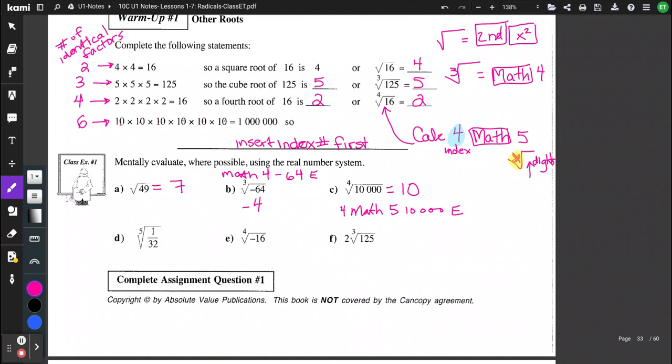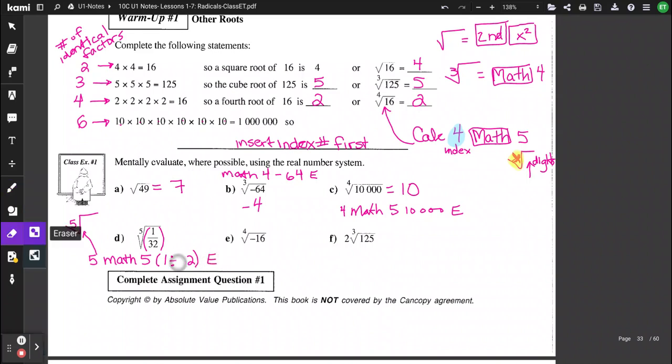Now, what if it's a fraction? If it's a fraction, you put it in brackets. That's the only difference. When you enter it, you put the inside in brackets. Some calculators automatically do that, some do not, so you have to put the brackets where there's fractions. For this one, I'm going to go 5, math, 5. That's going to put my fifth root in. Then I'm going to type bracket 1 divide 32, close my bracket, enter. That's how you have to type that one in.